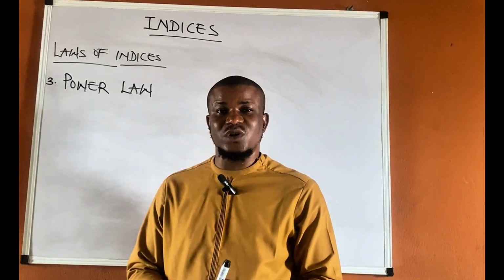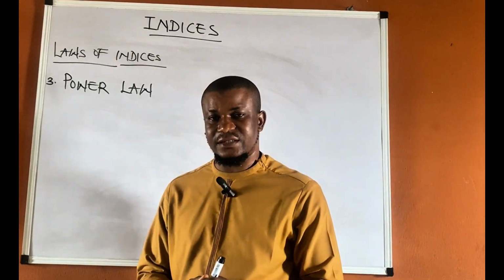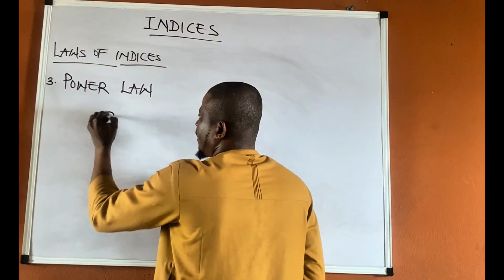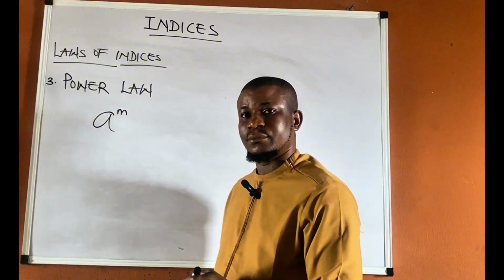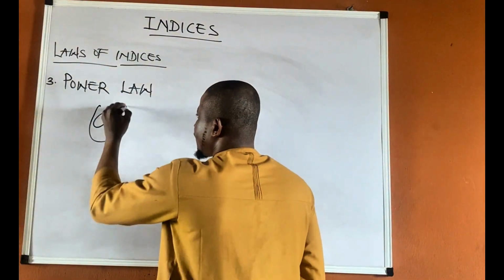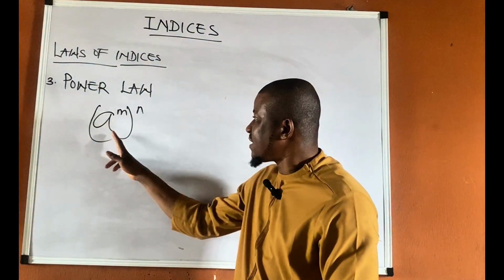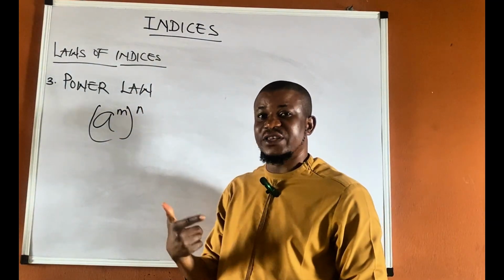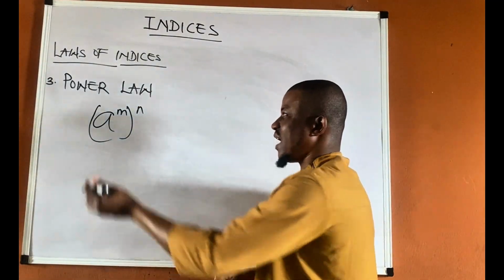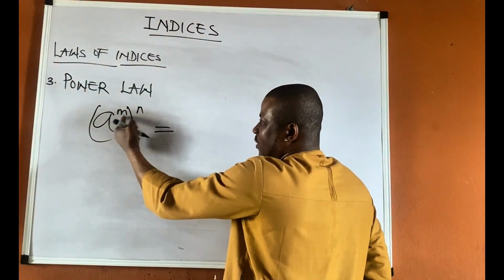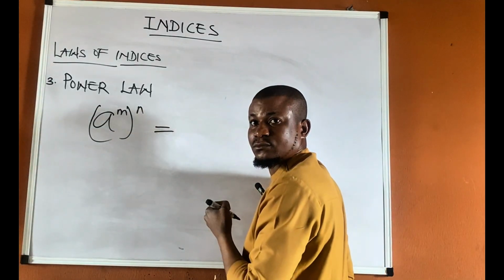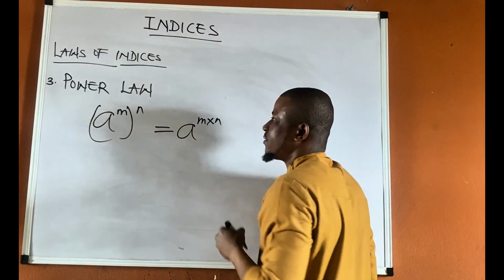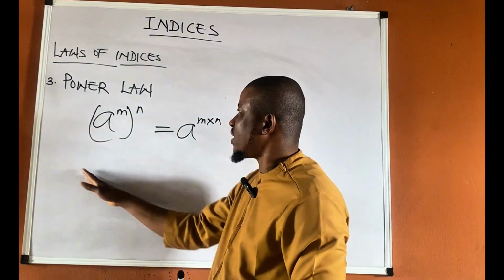The next law of indices we want to discuss is the power law of indices. Let's say you have an index number a to the power of m raised to another power again, to the power of n. This is an index already, now all raised to another index again. The law of indices here is the power law, which says that when you have an expression like this, the two powers or the two indices multiply. So we have a to the power of m times n. So this is called the power law of indices.